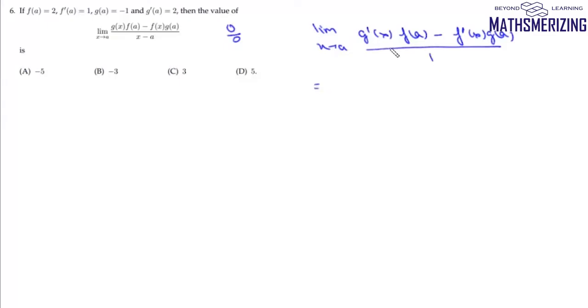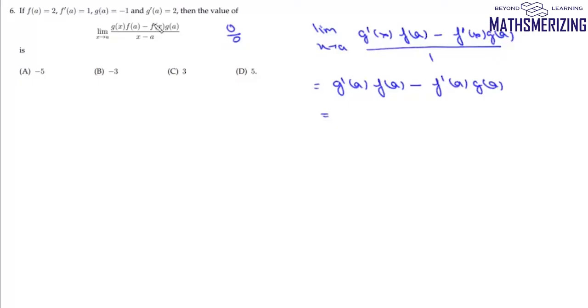Now question number 6, it is a very simple L'Hopital's rule question. It says we need to solve this limit. Now we'll put x as a, it is g(a) f(a) minus f(a) g(a) upon a minus a. So it is 0 upon 0 form. So we'll use L'Hopital's rule. We can write limit x tends to a, and here it will be g dash x into f(a) minus f dash x into g(a) upon 1. Now we'll put the value of x. So it will be g dash a into f(a) minus f dash a into g(a).